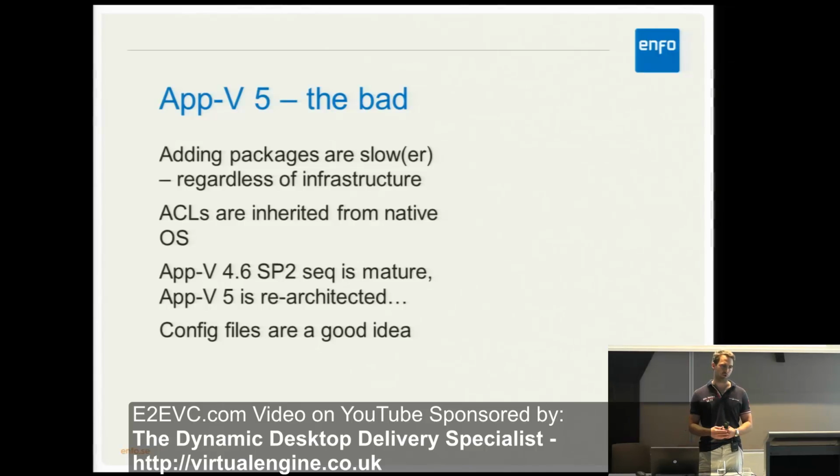ACLs were handled so easily in App-V 4.6, but now they're inherited from the native operating system. Previously, there was a checkbox in the sequencer which said enforce security descriptors. What happened was that during the development of App-V 4.5, which was the first version released purely by Microsoft, they introduced that checkbox. They made it always checked, meaning we had pretty much the same ACLs applied to the file system of the package, and thereby we limited the user to writing in bad locations. Now we inherit that structure from the file system.